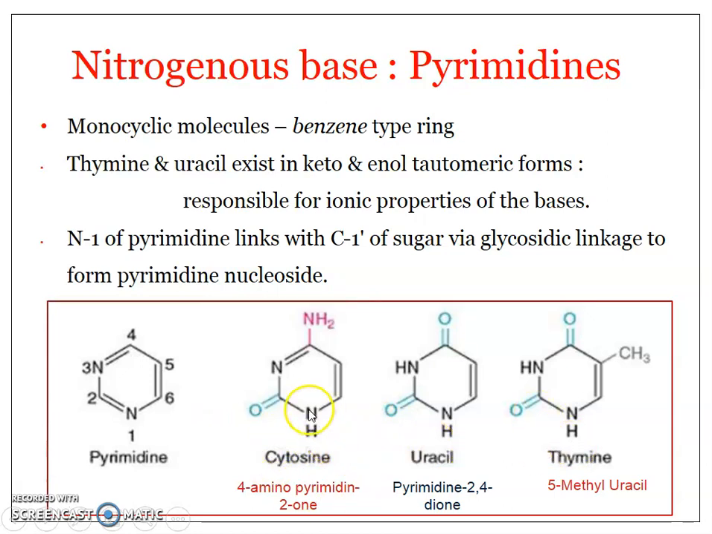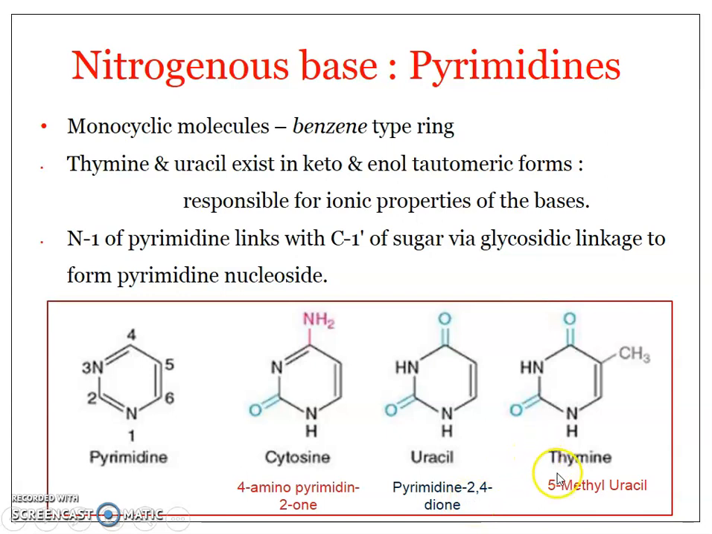Cytosine does have an amine group attached to the fourth position and a keto group at the second position. So it is 4-amino pyrimidine 2-one. Uracil, which is found only in the RNAs, has two keto groups at the second and the fourth position, and hence the name pyrimidine 2,4-dione.